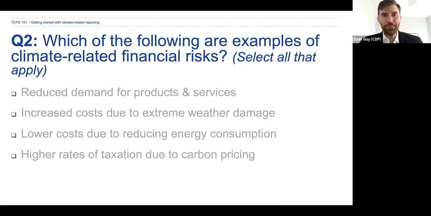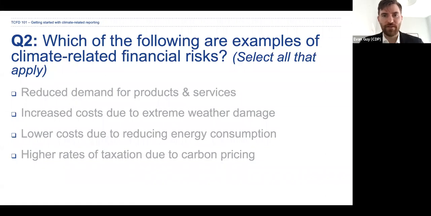So, which of the following are examples of climate-related financial risks? We have three correct answers. So for those of you who selected three, that's great. The first one, reduced demand for products and services. Absolutely. This is an example of a transition risk. We have increased costs due to extreme weather damage. The majority of you got that. That's great. That's an example of a physical risk faced by a company.